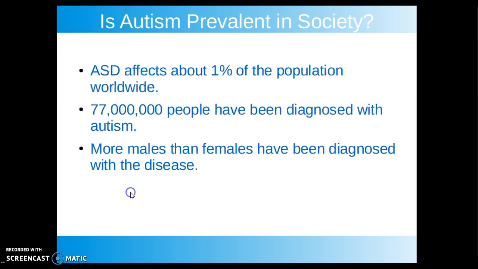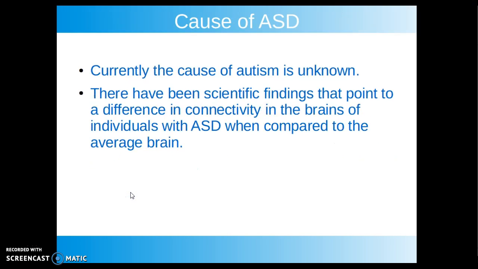Autism actually affects about 1% of the population worldwide. That's about 77 million people that have been diagnosed with autism. And of these people, more are males rather than females. The cause of autism is unknown at this time.